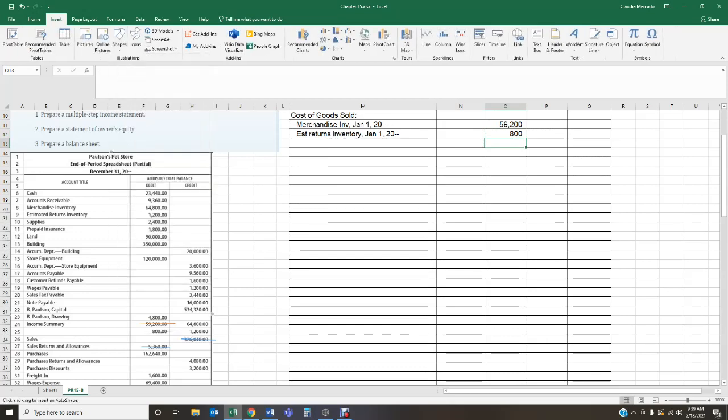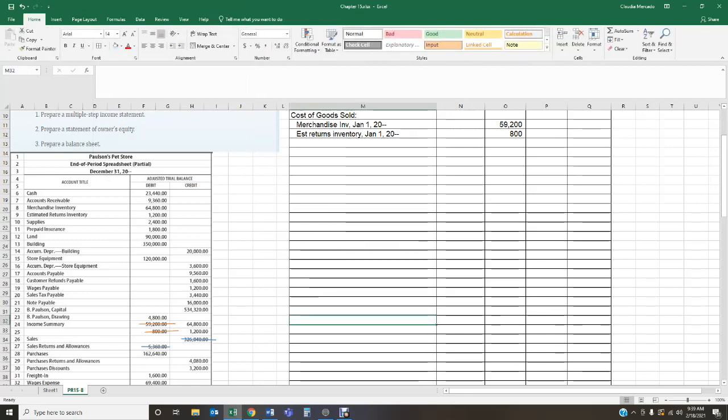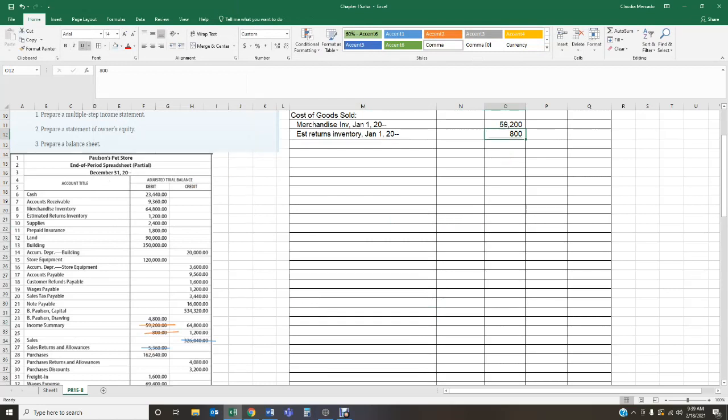Let me mark that off. Okay, and now let me calculate here, and let's see what we get. I'm going to get my beginning merchandise inventory plus my estimated returns. That means we're going to get those back. That gives me $60,000. Okay.